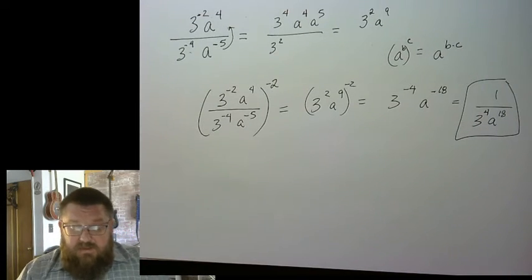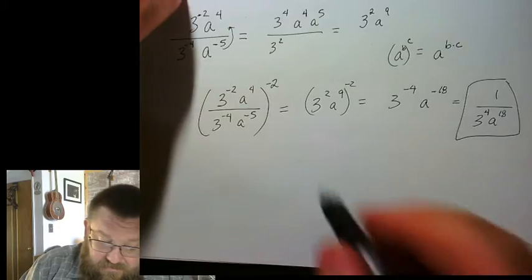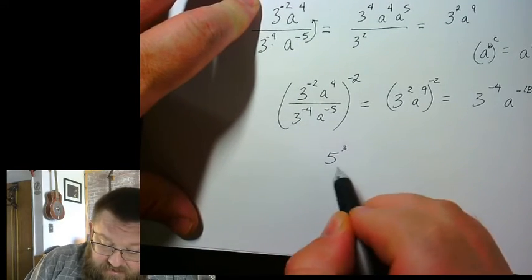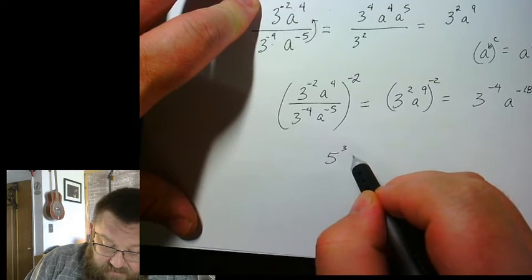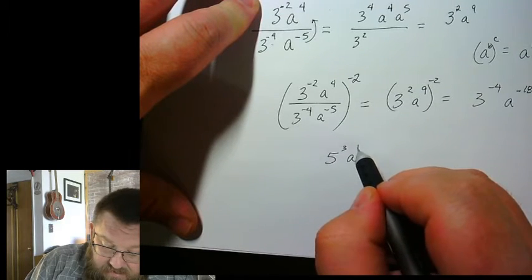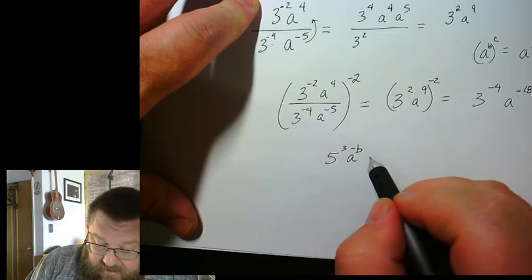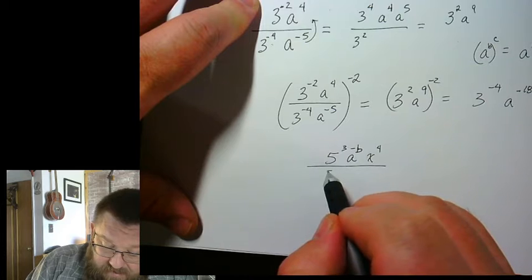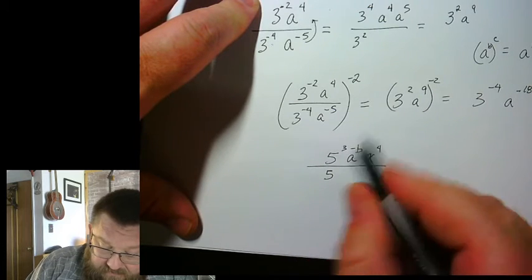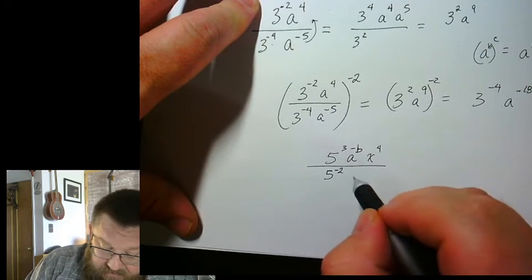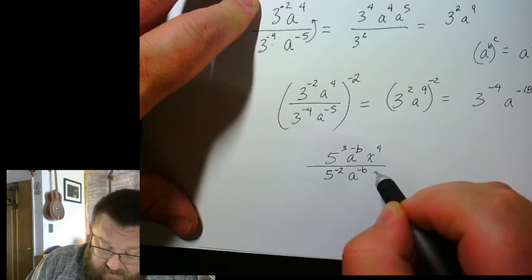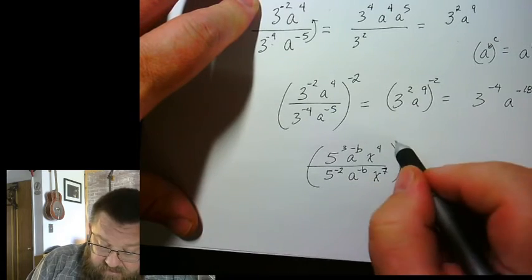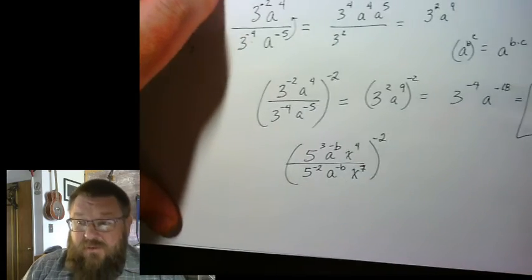Okay, got time for one more. Let's do one more. Let's say you're going to do 5 to the third times a to the negative b times x to the fourth, divided by, let's say, 5 to the negative 2, a to the negative b, x to the 7, all to the power of negative 2. Oh man, you try that one.